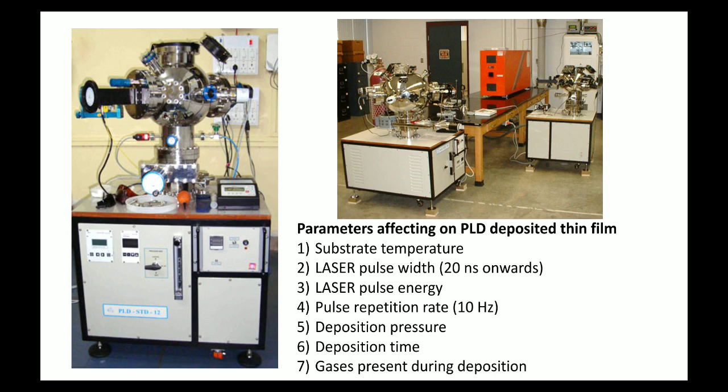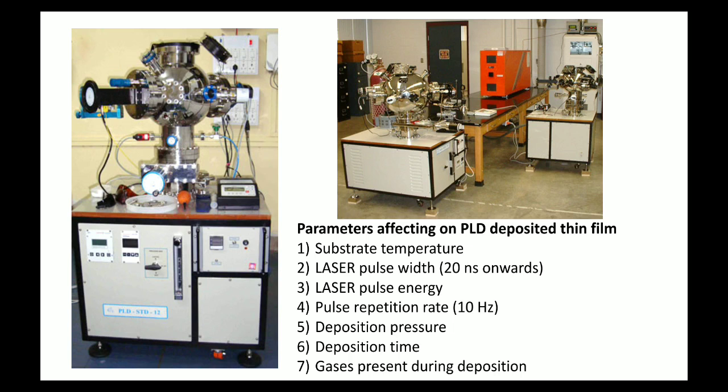Number 4 is pulse repetition rate. That is a frequency. So in this case you can give 10 hertz, 20 hertz. You can optimize at which frequency you will get a good quality of thin film. Accordingly you can use the pulse repetition rate, that is the frequency of the pulses.